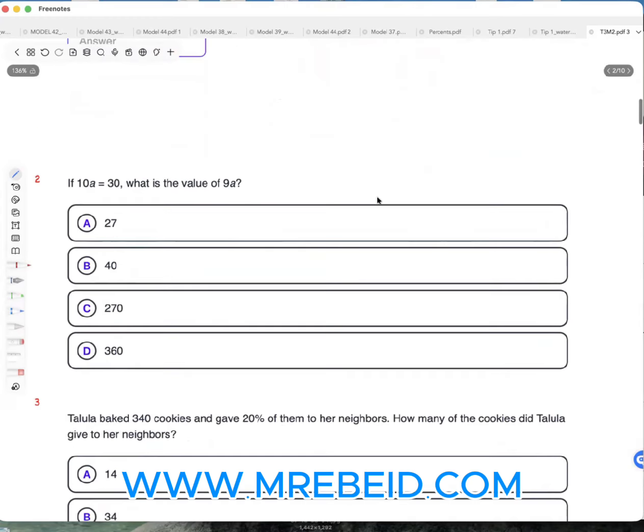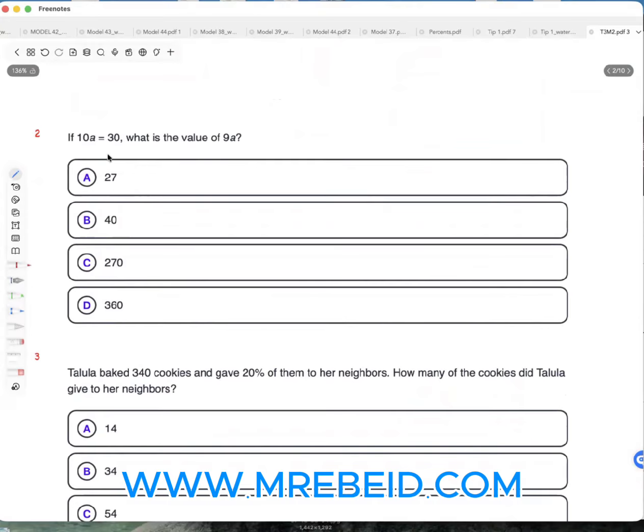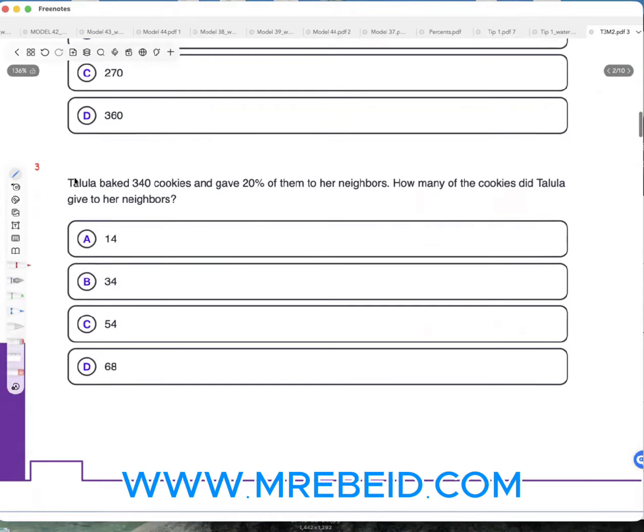Let's move to question 2. If 10a equals 30, what is the value of 9a? So we have 10a equals 30. You can divide both sides by 10. It means a equals 3. To find 9a, you'll just multiply 9 times 3. 9 times 3 equals 27. The answer is A.